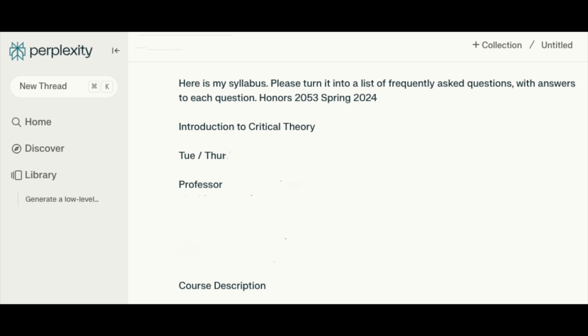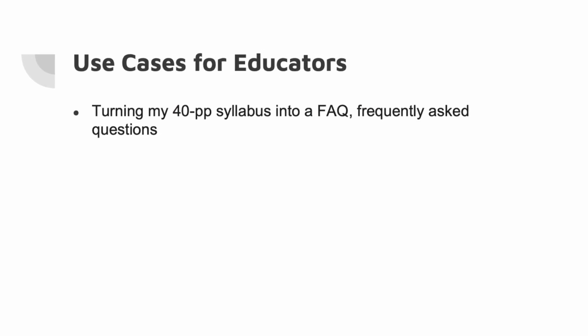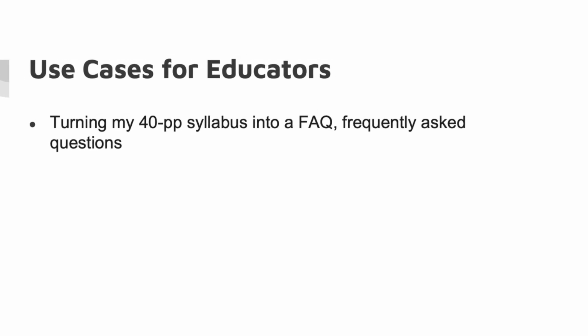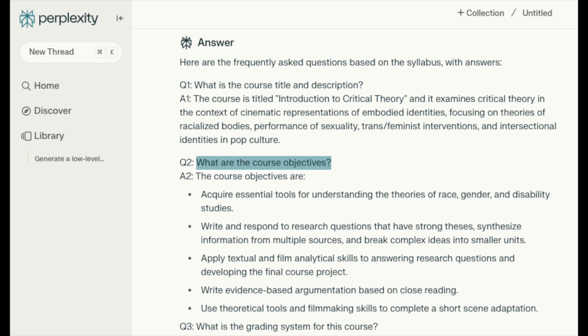Here, I will showcase Perplexity.ai. The first tool that I use is Perplexity.ai. I use it to turn my 40-page long syllabus into a more digestible list of frequently asked questions and answers. So essentially, I'm asking the AI bot to massage my data, to arrange it and turn it into a FAQ. And this is incredibly helpful.